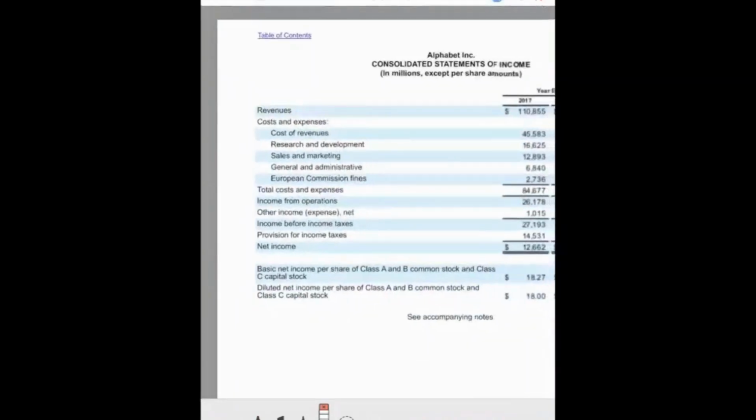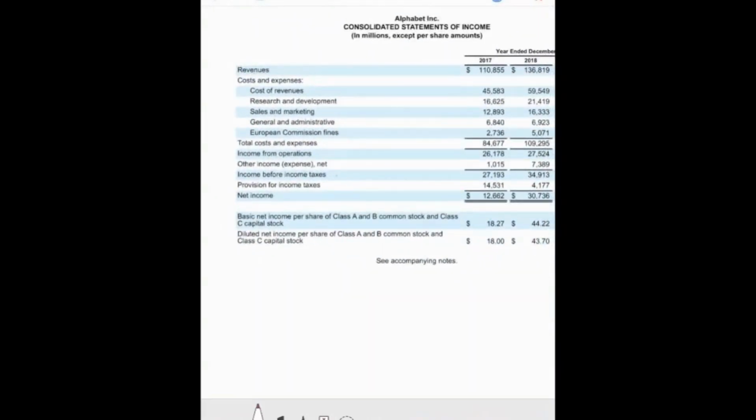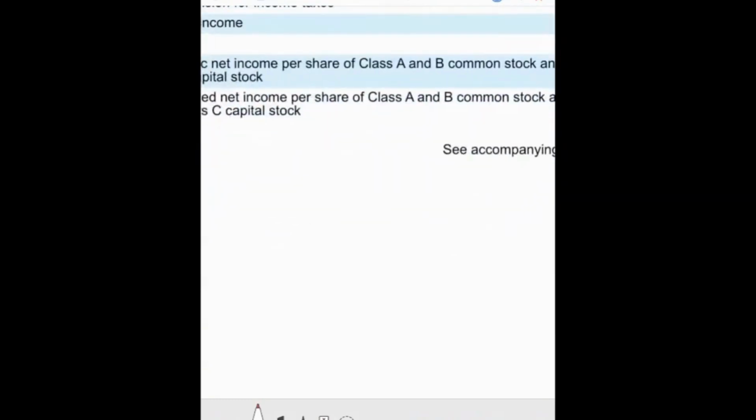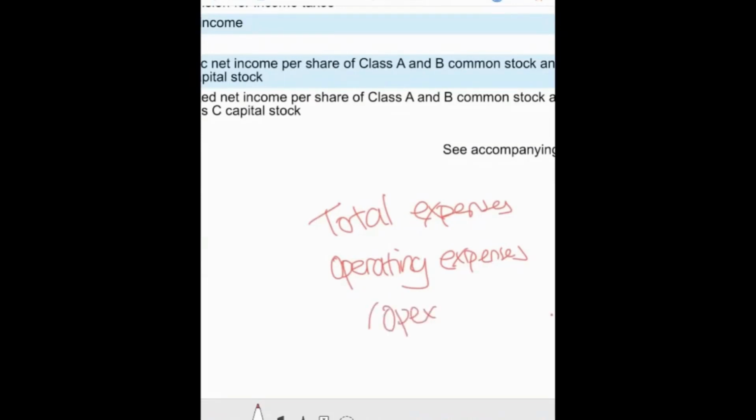Okay, so let's move on. When all these expenses add up together, this is what we call your total expense. In short, we call it total expenses, or sometimes people call it operating expenses. That means expenses to operate the business. And sometimes in investor terms, you may hear this term called OPEX. OPEX is the short form of operating expenses. So don't get confused. It's exactly the same thing.